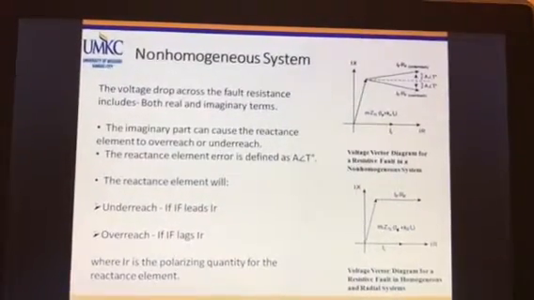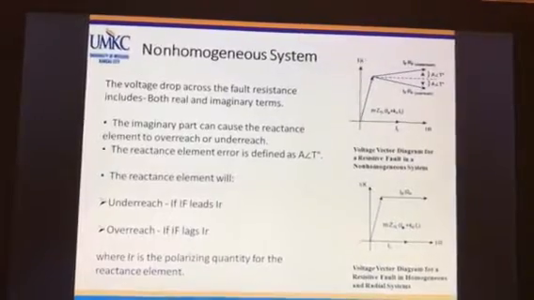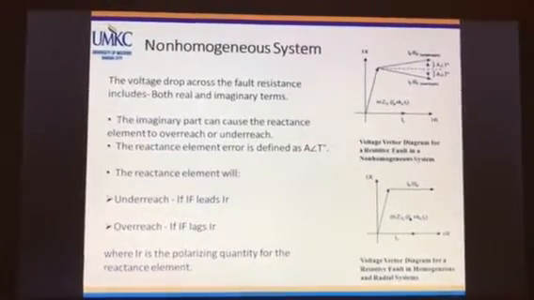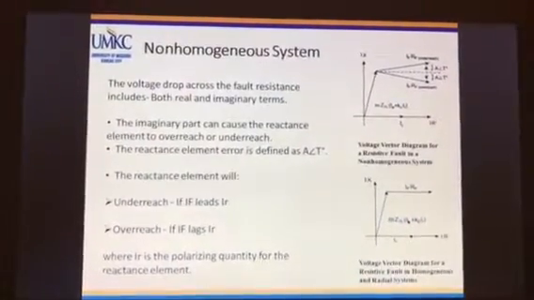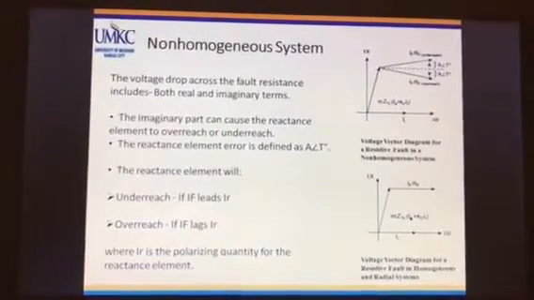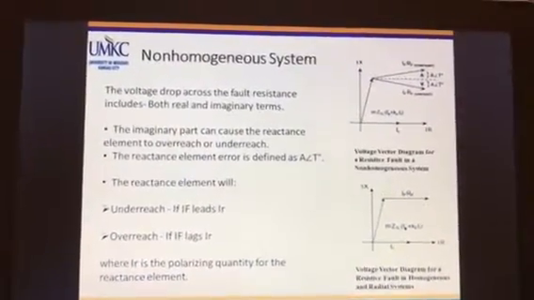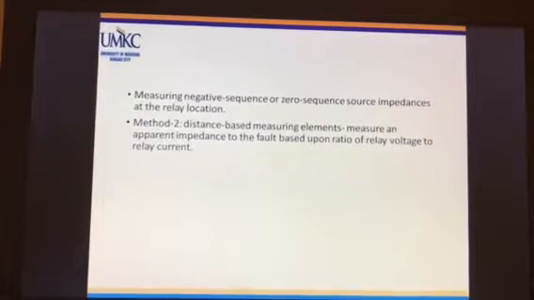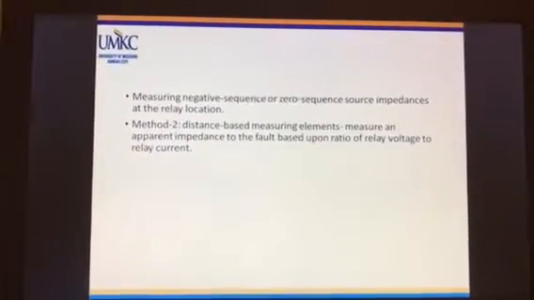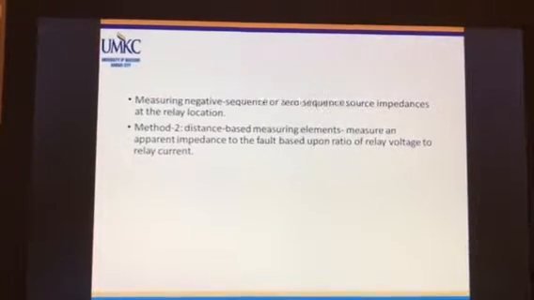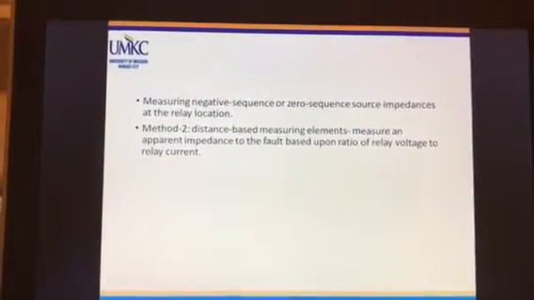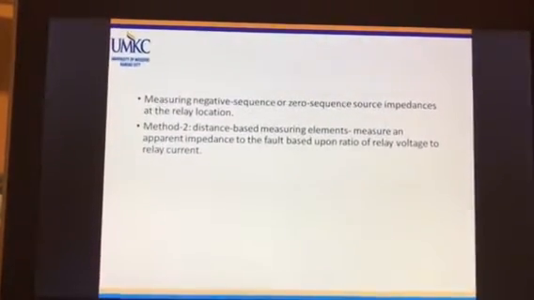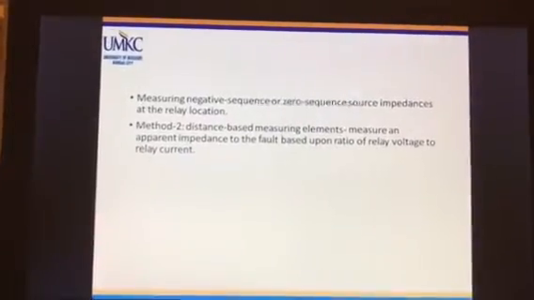Also, we have the voltage vector diagram for the resistive fault in the homogeneous and radial system, and just below it the non-homogeneous system diagram. Here you can see that the current is in phase with the resistance, so it just has a real part, whereas in the non-homogeneous system it has imaginary and real parts. Also, measuring negative sequence or zero sequence source impedances at the relay location. And method 2 is that distance based measuring elements measure an apparent impedance to the fault based upon the ratio of the relay voltage to the relay current. We'll be discussing this in the upcoming slides.